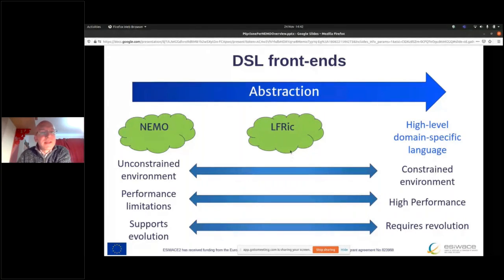NEMO, on the other hand, is obviously over on the left-hand side. It is unconstrained. The scientists can pretty much do what they like. It supports evolution because that's where they are now, and it has performance limitations. So although I've just described some of the domain-specific knowledge we have about NEMO, there are limits to that, and we haven't got as much information as we would have if we were over here and had said the users had to rewrite everything in a high-level language. So it's a choice that we make.